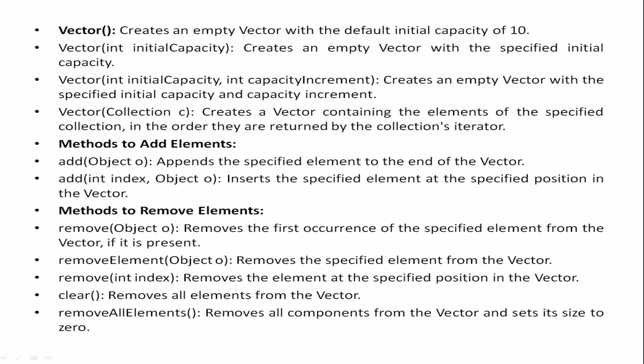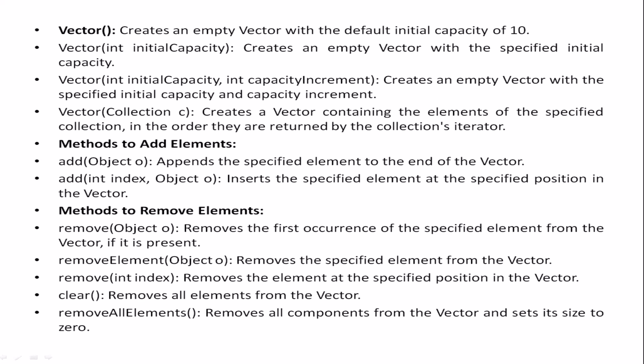The Vector() constructor creates an empty vector with the default initial capacity of 10. Vector(int initialCapacity) is an integer type which creates an empty vector with a specified initial capacity. Vector also has two arguments: one is int initialCapacity and the other is capacityIncrement. It creates an empty vector with the specified initial capacity and capacity increment.